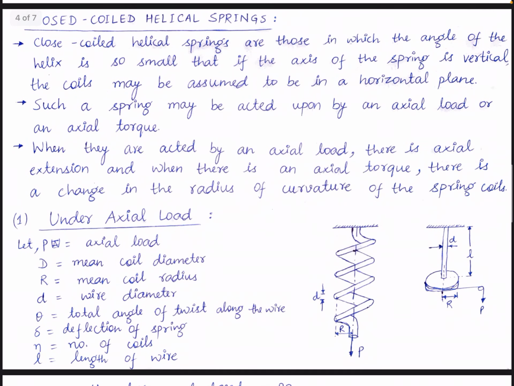Now let us see what a closed coil helical spring is. Closed coil helical springs are those in which the angle of helix is so small that if the axis of the spring is vertical, the coils may be assumed to be in a horizontal plane. So the helix angle is very small.